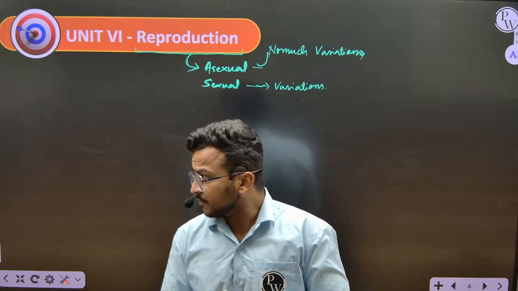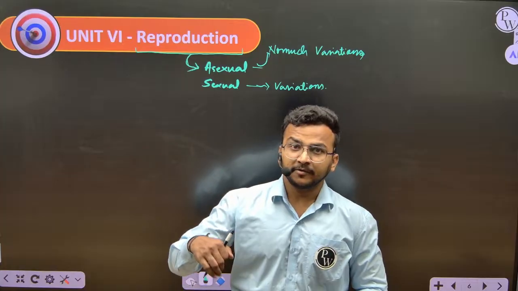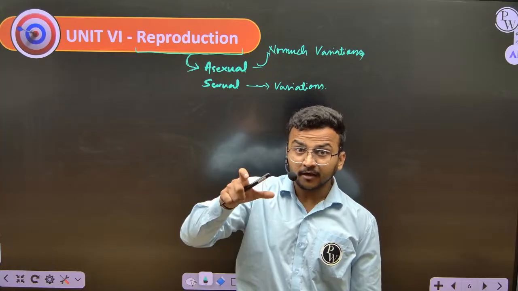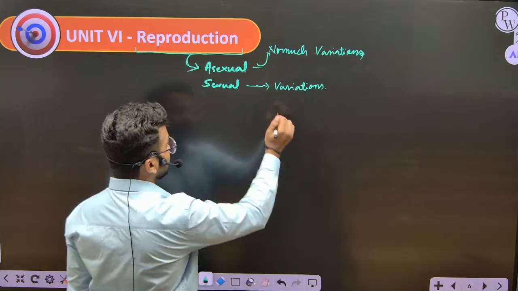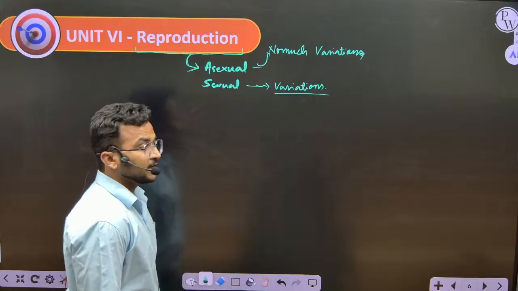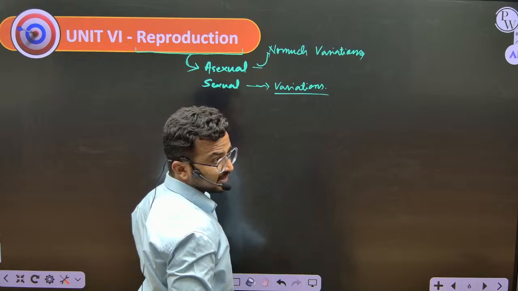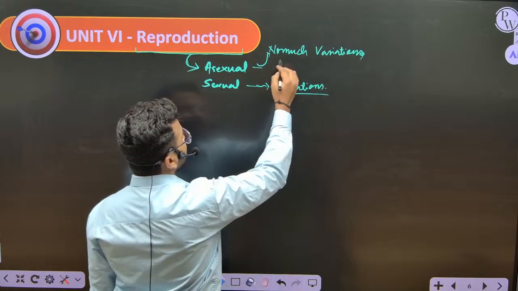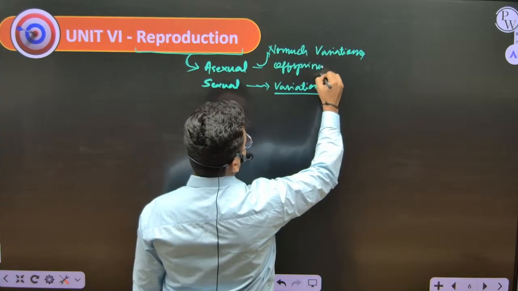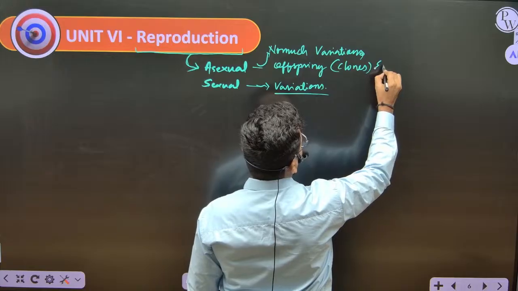If we are a male, we don't look exactly like father. If we are female, we don't look exactly like mother. So that difference is nothing but variation. So in sexual reproduction, variations we can see. But in asexual reproduction, no such variations are seen, where the offspring will be exactly a copy. Offsprings are clones or exact copies.